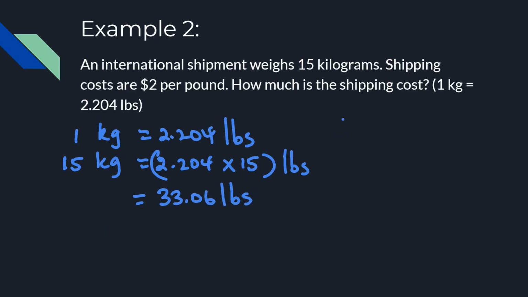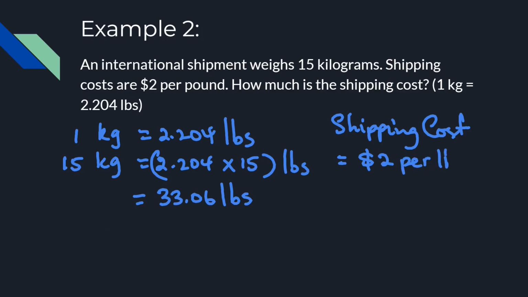Next, we work out the cost. So the shipping cost would be equivalent to $2 per pound times 33.06 pounds. And that would work out to be $66.12.